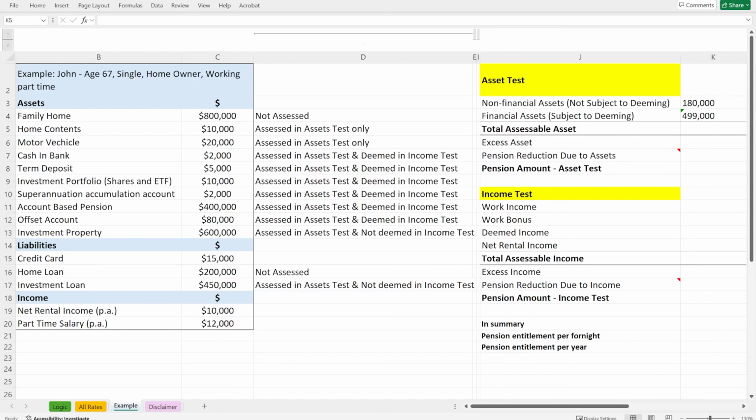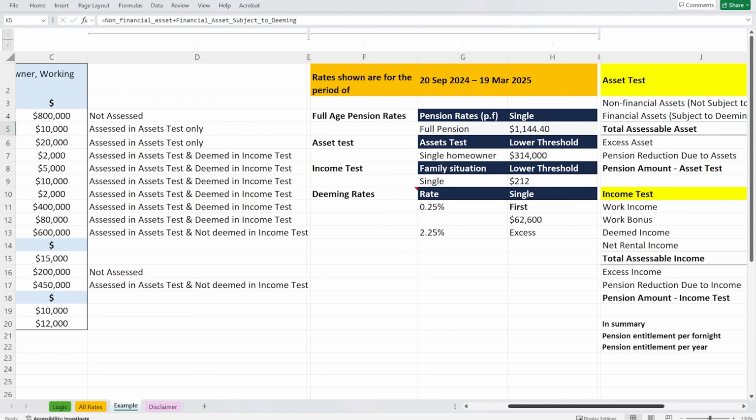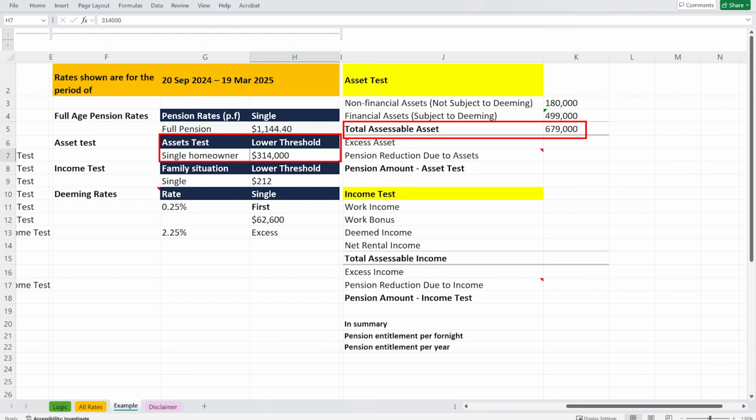The total of these is $499,000. So his total assessable assets are $679,000. Since John's total assessable assets are above the lower threshold, he won't qualify for the full age pension. Next, we will calculate the excess assets.